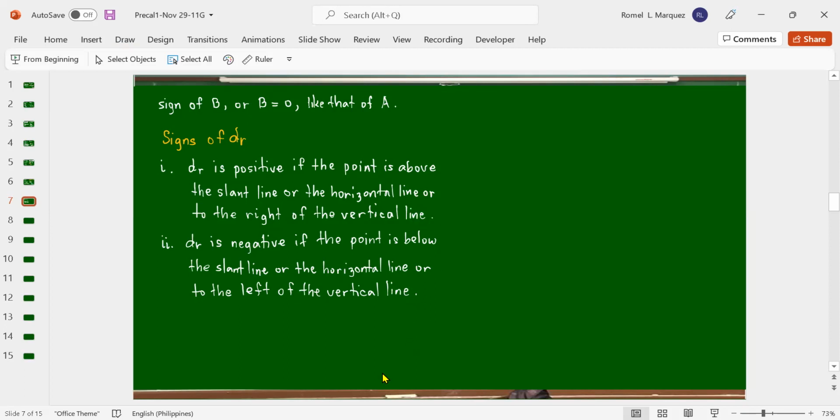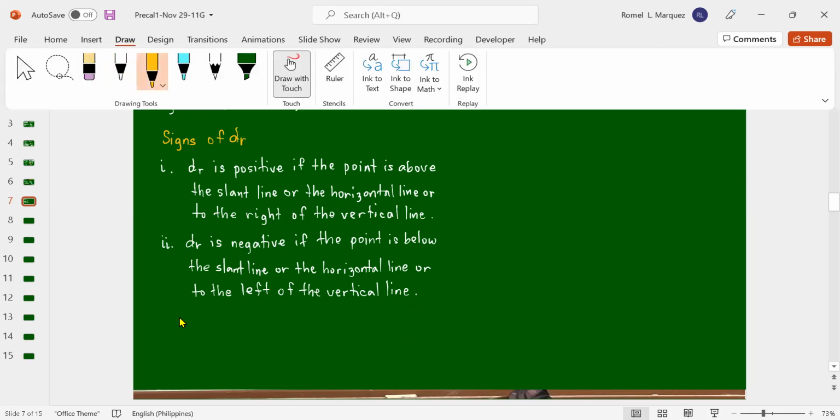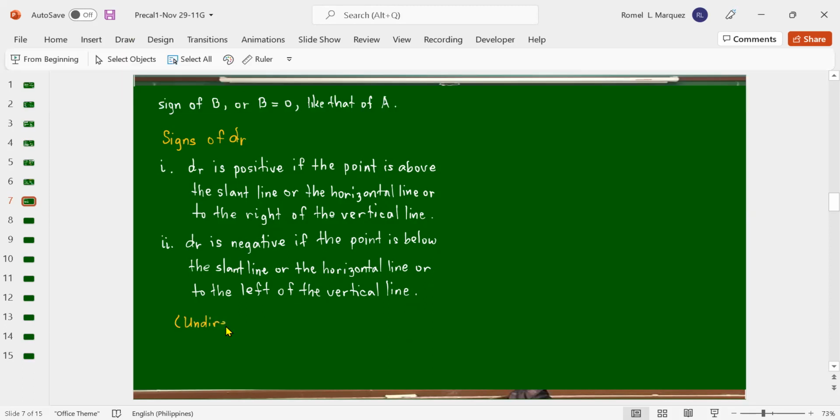So, if you are interested in the undirected distance, meaning the actual distance between a point and a line, or the distance of a point from a line but not directed, just the actual distance, you just take the absolute value. Clear, children? So we have D is equal to.